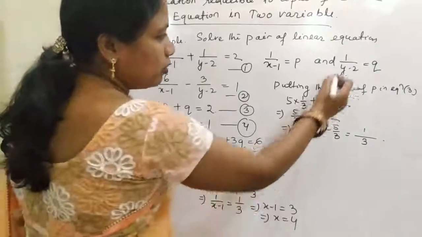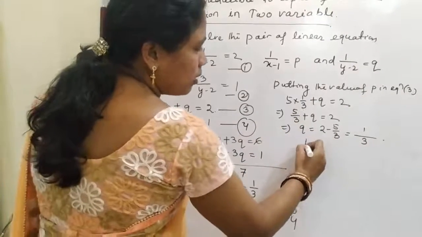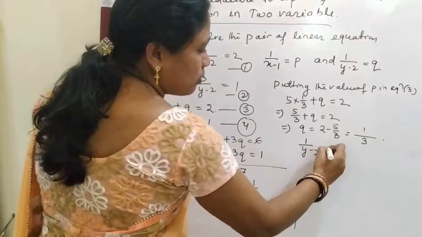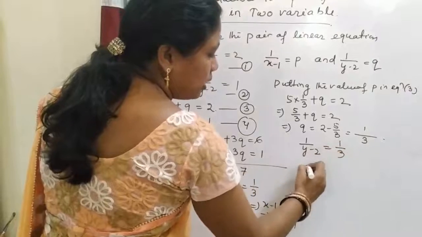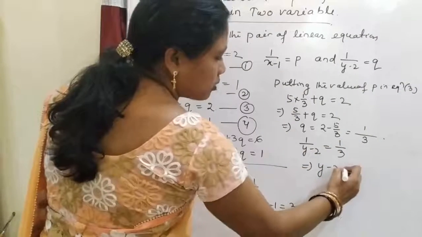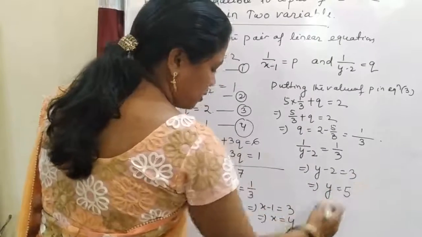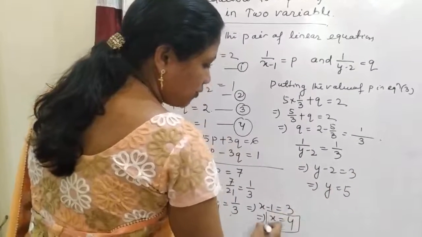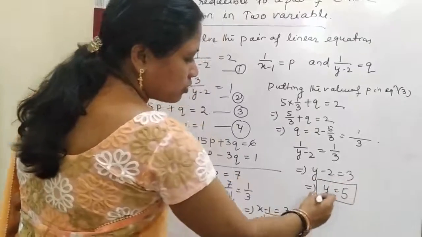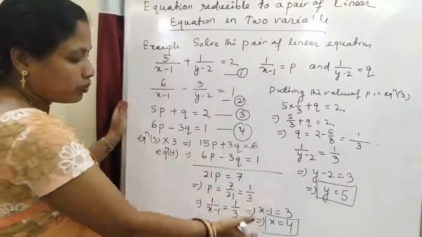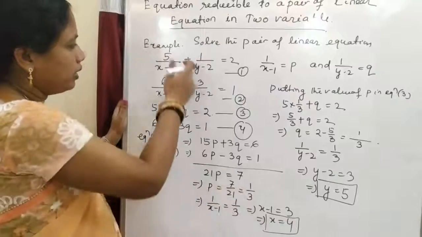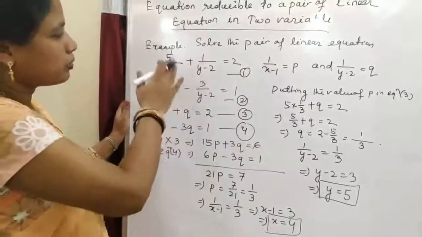So here q is equal to 1 by y minus 2. 1 by y minus 2 is equal to 1 by 3. So this implies y minus 2 is equal to 3. So this implies y is equal to 5. So these are the values of x and y. To verify, you can put the values of x and y in these two equations to verify our result.